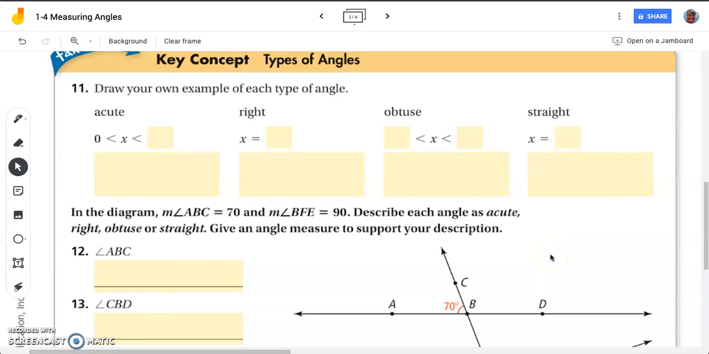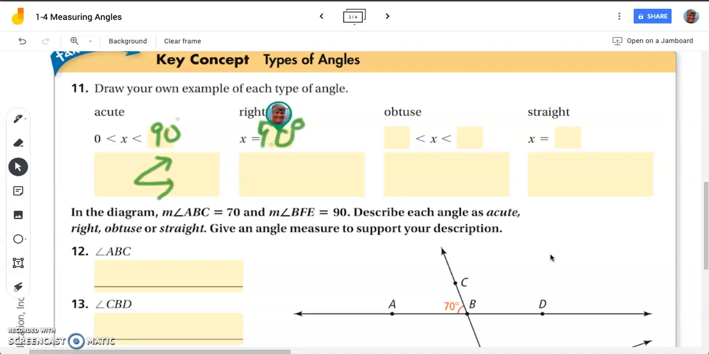We've got 4 types of angles that we use in geometry, and they are acute, right, obtuse, and straight. So an acute angle is greater than 0 and less than 90 degrees. So there's a little acute angle. A right angle is 90 degrees.